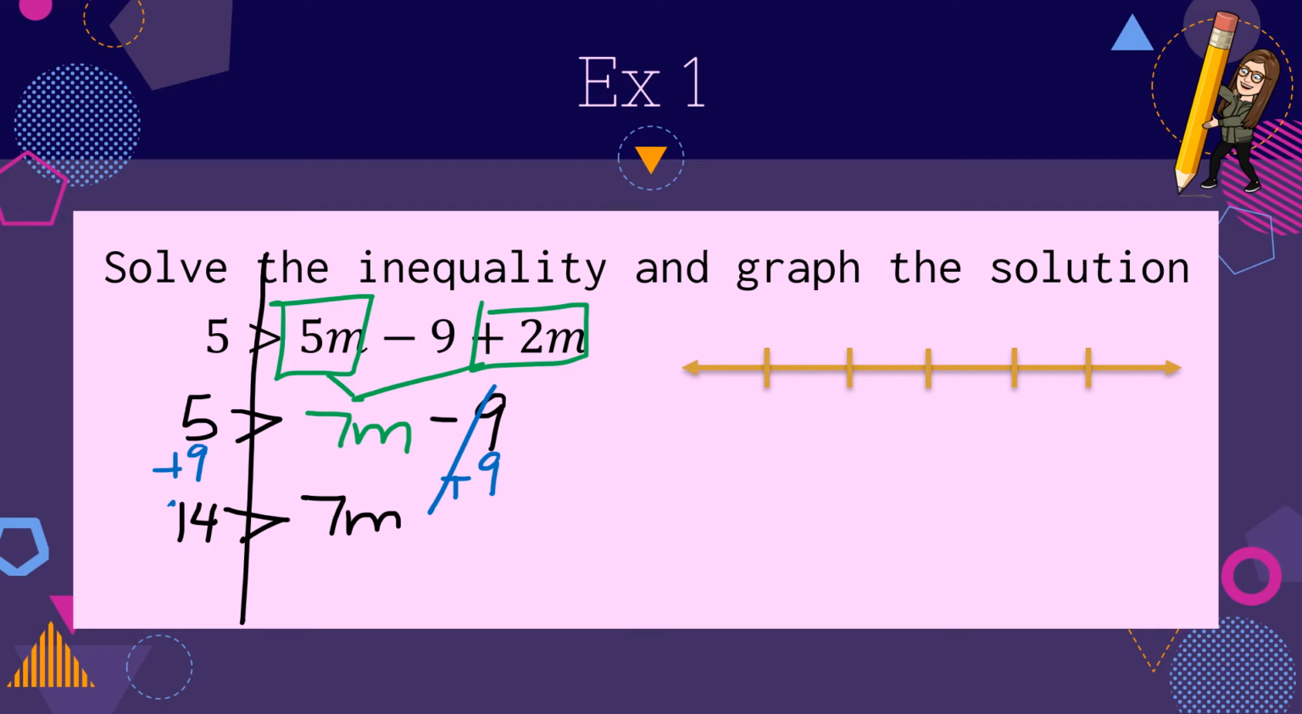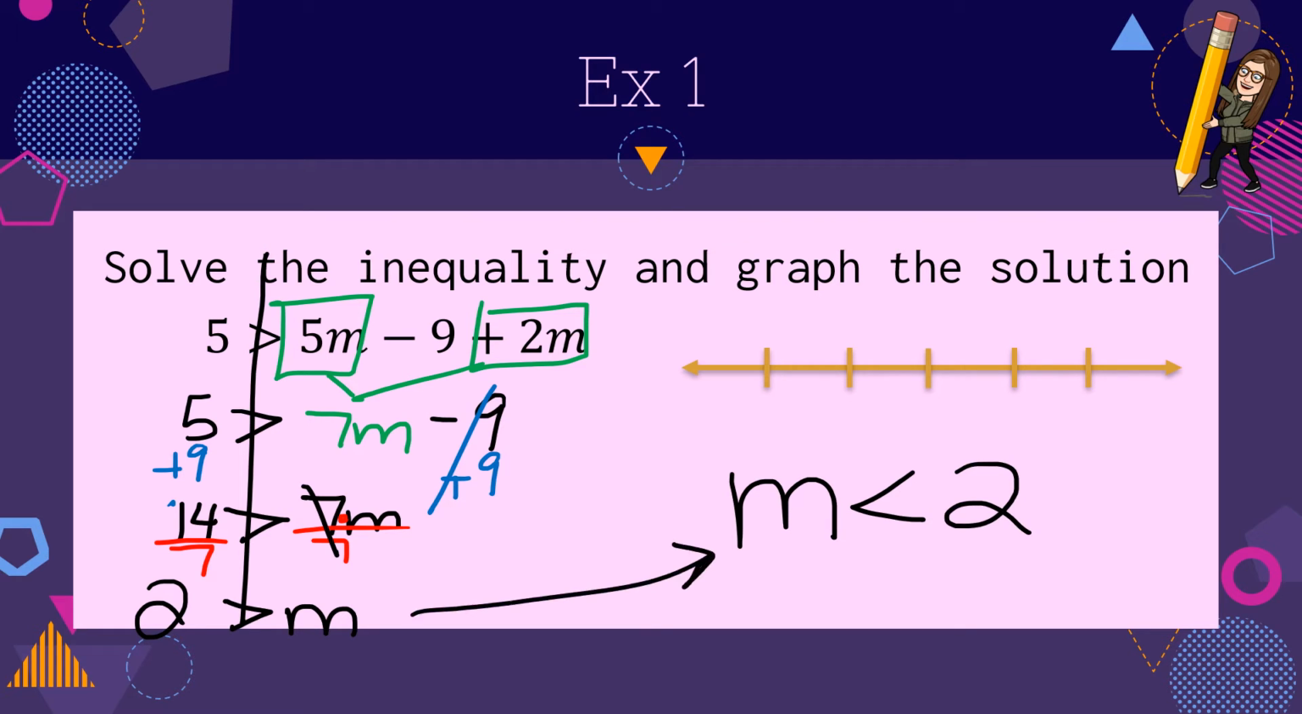Our last step typically, not always, but typically is division. Instead of times 7, divide 7. The m falls down, the symbol falls down, and I have a 2. Now my request is that we write the variable first, so I'm flip-flopping the entire inequality. That's going to help now, because as I graph at 2, it's going to remain open and go left. If you need help with graphing, please see the Graphing Inequalities video.